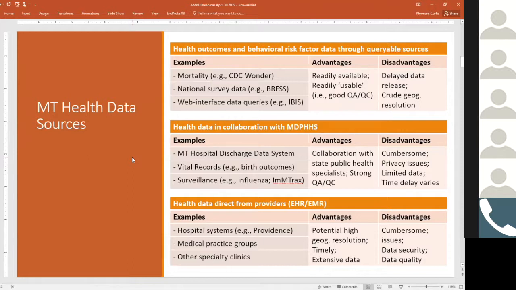There's the potential that the data can be accessed in a very timely fashion, and that one could explore a broad array of outcomes that might not be captured through some of the other data systems that tend to focus more on some of the more prevalent chronic health conditions, for example. And there are several disadvantages that I've already hinted at, which have to do with data security, data quality, and just the cumbersome nature of working with these data and having to do it on a case-by-case basis with each particular provider.